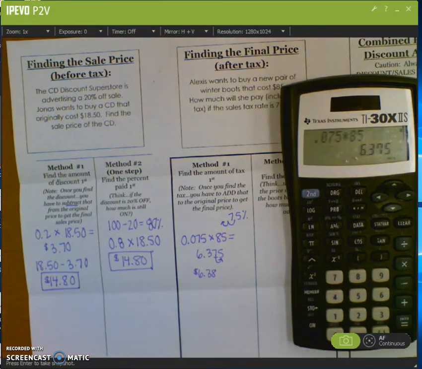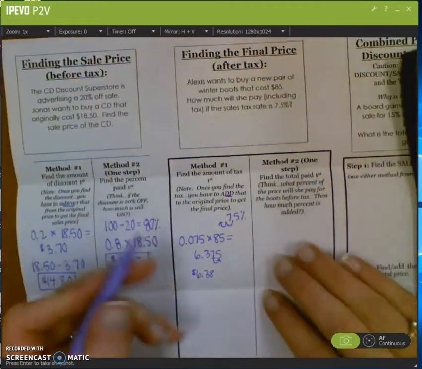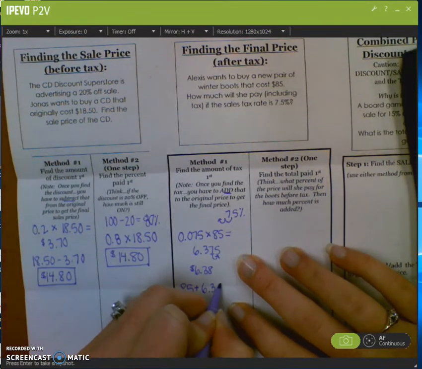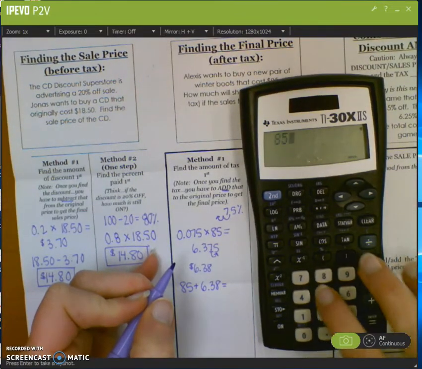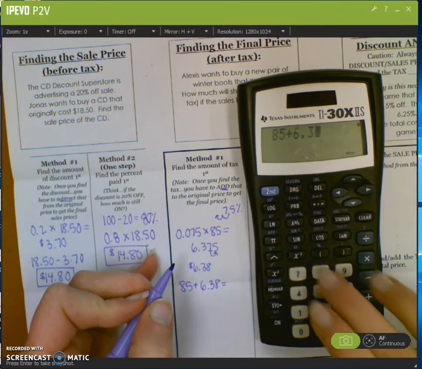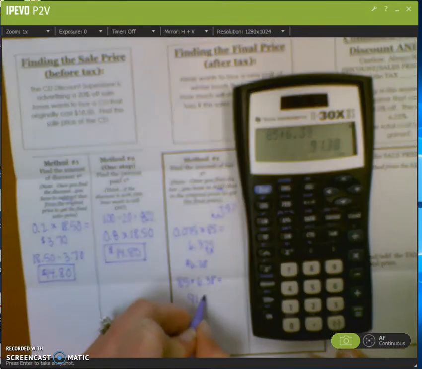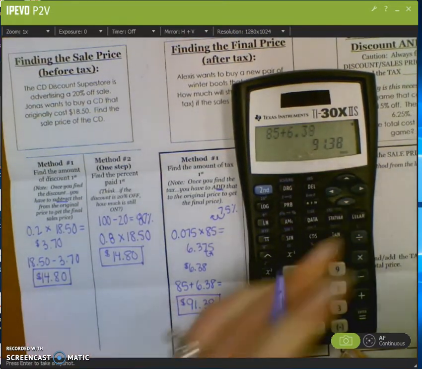That's my tax. I have to add that to the original to get my final. So 85 plus 6.38 equals, again, I'm not going to risk it. I'm going to make sure, since I have my calculator, it only takes seconds. 91.38. So $91.38.